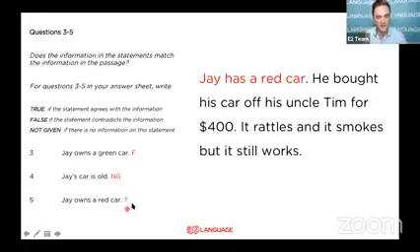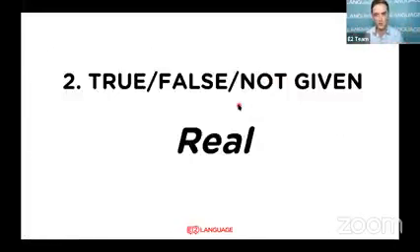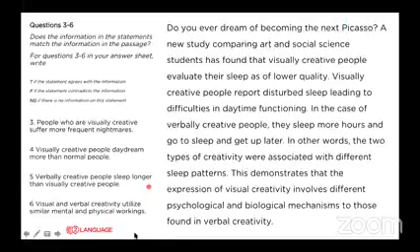And the last one, Jay owns a red car, is true. It says the exact same thing, but in different words. So let's take that understanding and that concept and apply it to some real questions of difficulty. I'll give you a few minutes to do these ones.